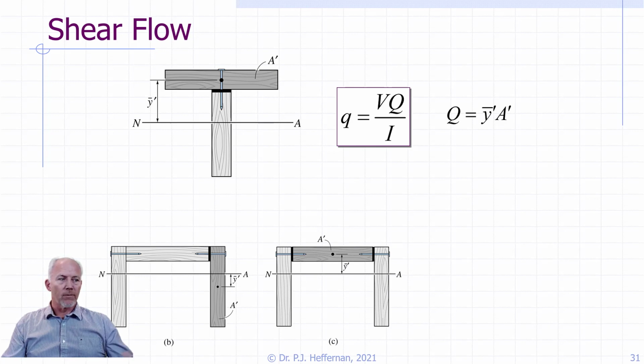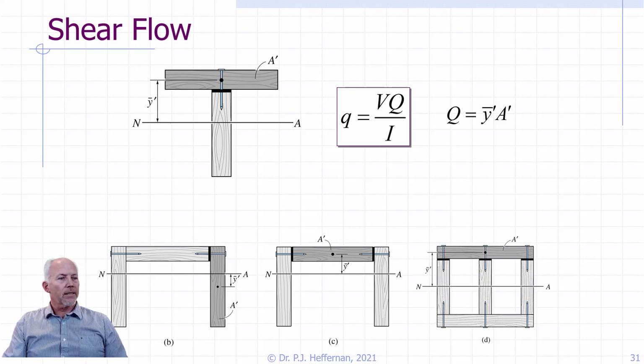Here we would probably throw away the webs, just keep the flange and go from there. And here it gets even a little bit more complicated again. I would keep the flange, throw everything else away, use that for my Q, and that would give me the shear flow for the three faces that I would then have to divide up between the three faces.